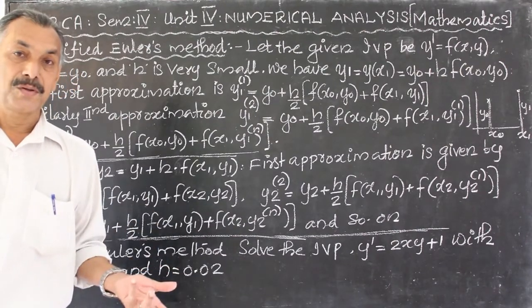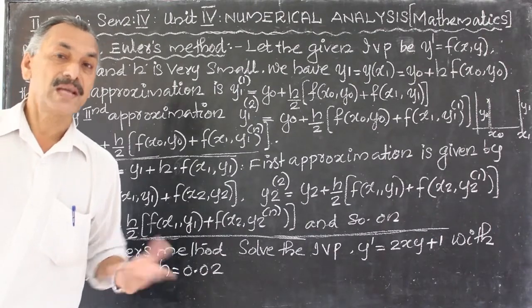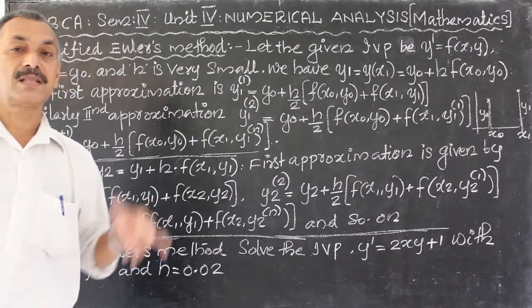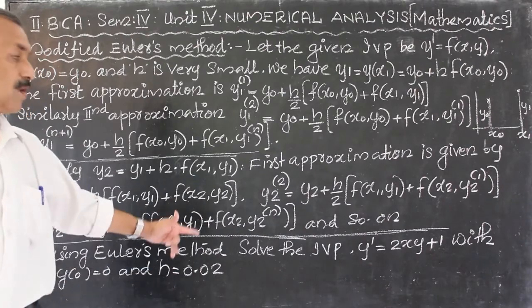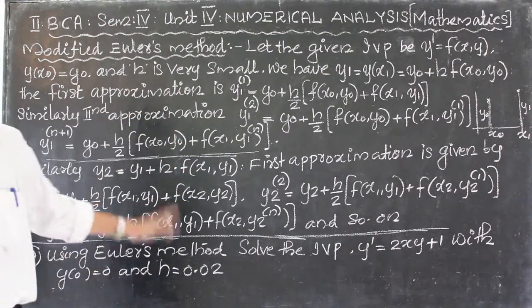y2 is equal to y1 plus h into f of x1, y1. Completing this gives the result of the modified Euler's method.